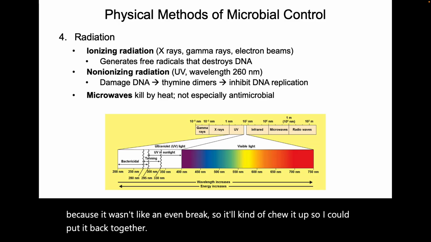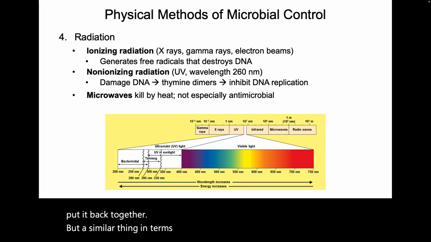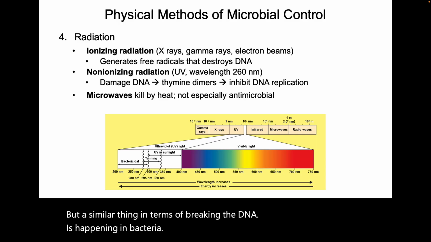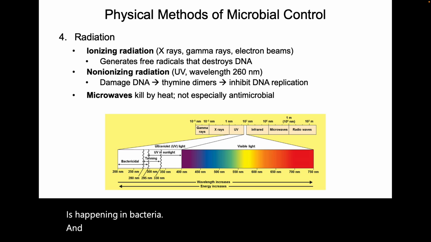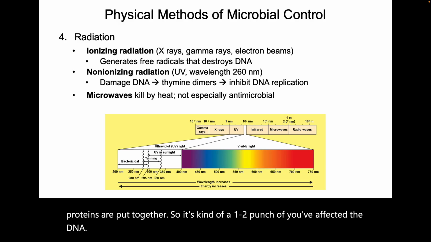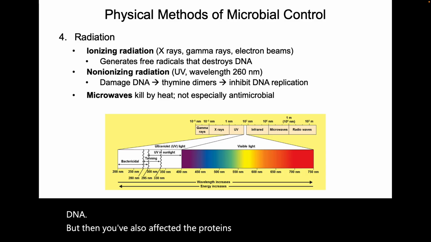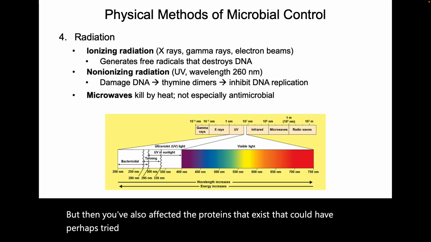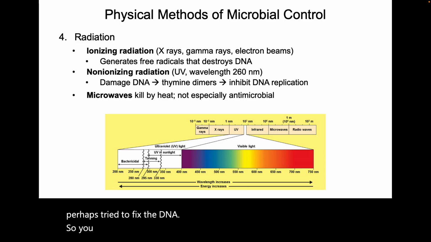But a similar thing in terms of breaking the DNA is happening in bacteria. And that ionizing radiation, those free radicals, can also damage the way proteins are put together. So it's kind of a 1-2 punch: you've affected the DNA, but you've also affected the proteins that exist that could have perhaps tried to fix the DNA. So you take out all of the machinery to repair, and that's why it becomes bactericidal.